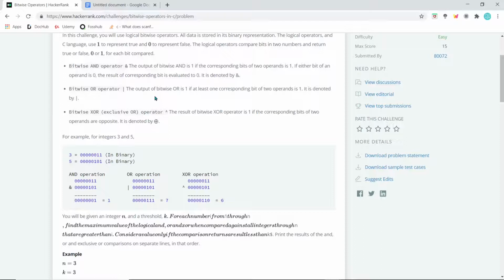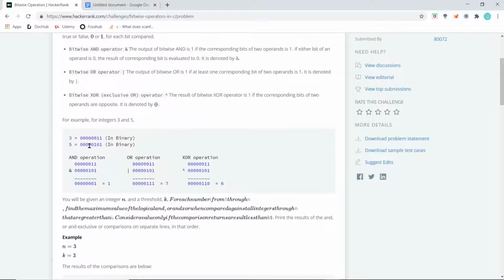Bitwise OR operator: the output of bitwise OR operator is 1 if at least one corresponding bit of two operands is 1. It is denoted by this sign, a bar. The bitwise XOR operator, exclusive OR operator, is represented by this triangular sign. The result of bitwise XOR operator is 1 if the corresponding bits of two operands are opposite. It is denoted by a plus inside a circle.